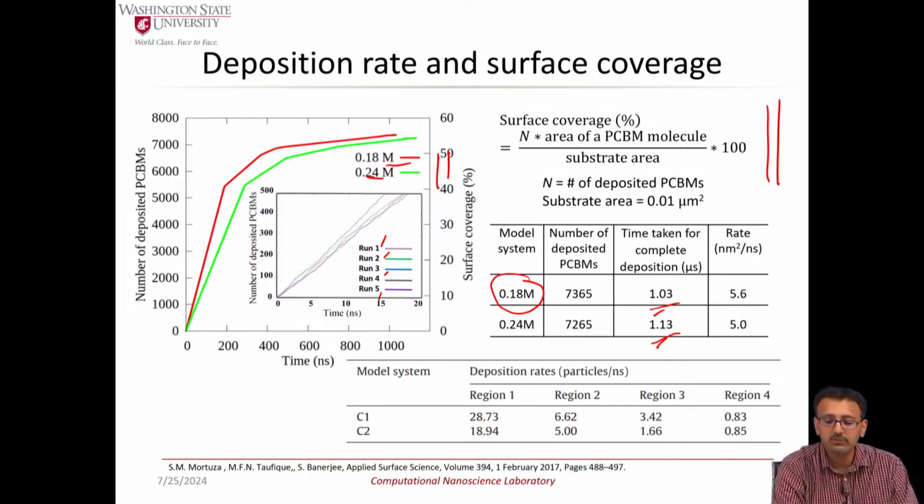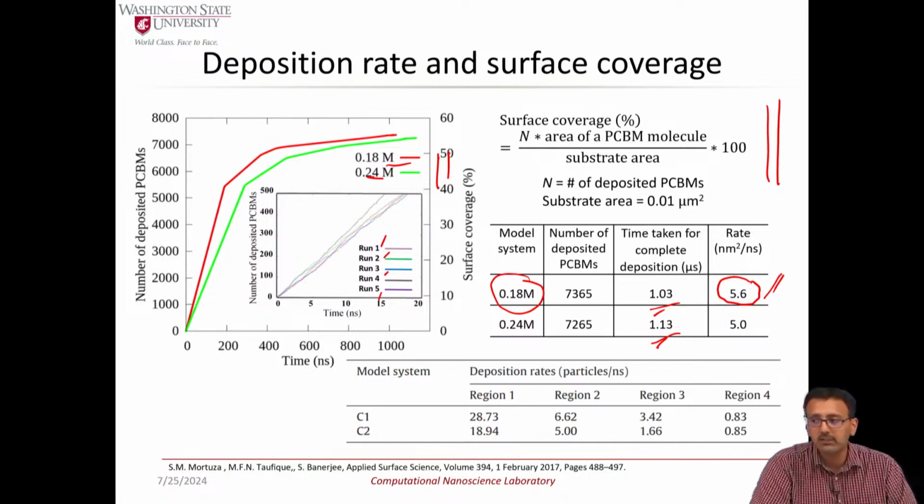And we were able to estimate the rate at which the surface coverage is happening. In this case, it was slightly higher for the lower concentration than for the higher concentration. So, we got about 5.6 nanometer square per nanosecond deposition rate. There are obviously underlying physics of why the rate is higher for the lower concentration versus the higher concentration, which depends on the specifics of the molecular interactions.